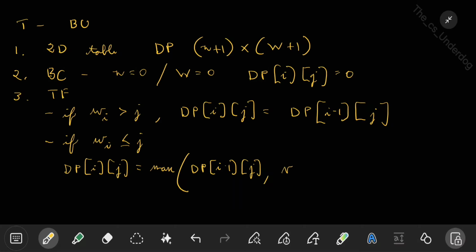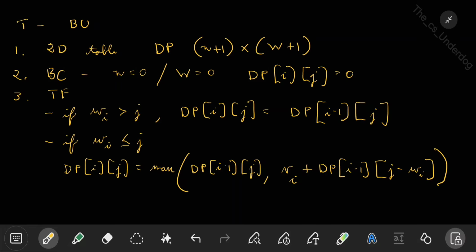The case will be the value of the ith item plus dp of, with the remaining i-1 items, and what should be the remaining weight? From j, whatever is the weight of the ith item that is used up. So the remaining weight is j minus wi, right? The remaining weight should be j minus wi. So this is how you can write the recurrence relation, in the matrix form.